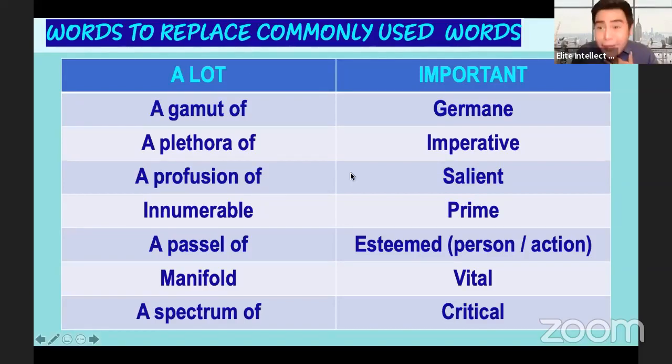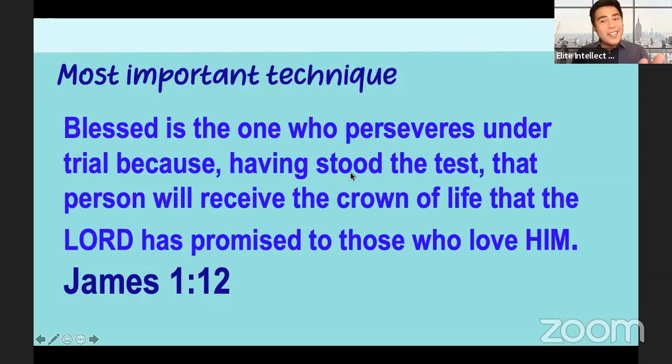All right, guys. So the most important technique of all for tonight is: blessed is the one who perseveres under trial, because having stood the test, that person will receive the crown of life that the Lord has promised to those who love him. This is from the book of James, chapter 1 verse 12. So guys, if you have a lot of trials right now, actually, I had this realization this week, that sometimes we do have days or weeks with which we are tried so much in our faith. One thing that you can do is to never give up. Keep on standing towards the test. Fight back, because at the end of the day, you have the Lord, for you to receive the crown of life.